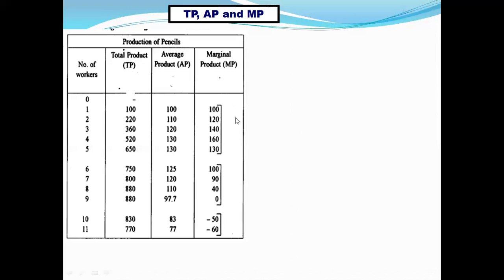Now let us come to the third column, that is the AP column. AP is rising till the 4th unit of labor, till this it is 130. AP is constant at the 5th unit of labor. See here, it is constant. Thereafter it has started decreasing. It is not zero, it is not negative, it has started decreasing.